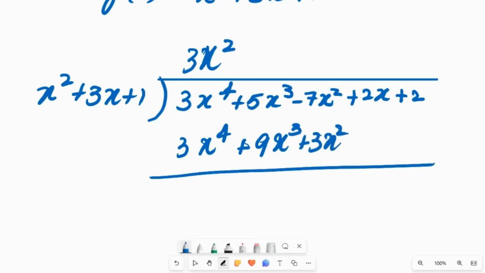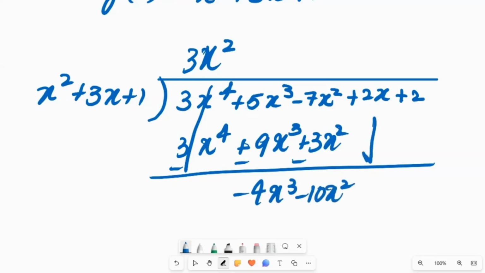Now change all the signs. This would be minus, this would be minus, this would be minus. Next, 3x power 4 minus 3x power 4 is 0. 5x cube minus 9x cube is minus 4x cube. And minus 7x square minus 3x square is minus 10x square. Bring this term down, plus 2x. Next, what is the term?